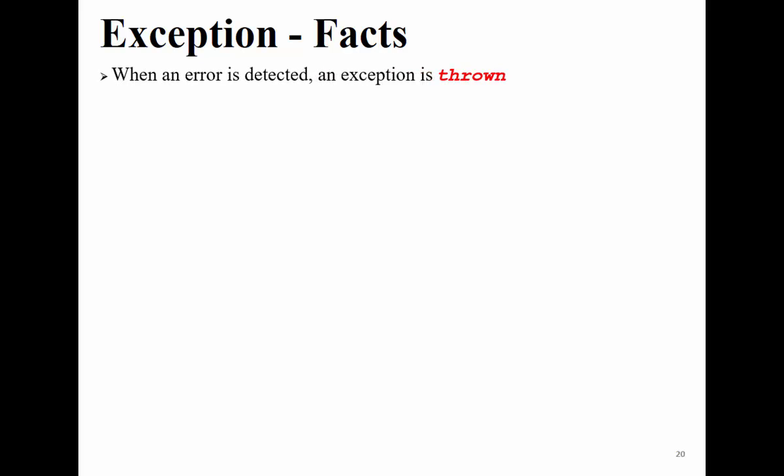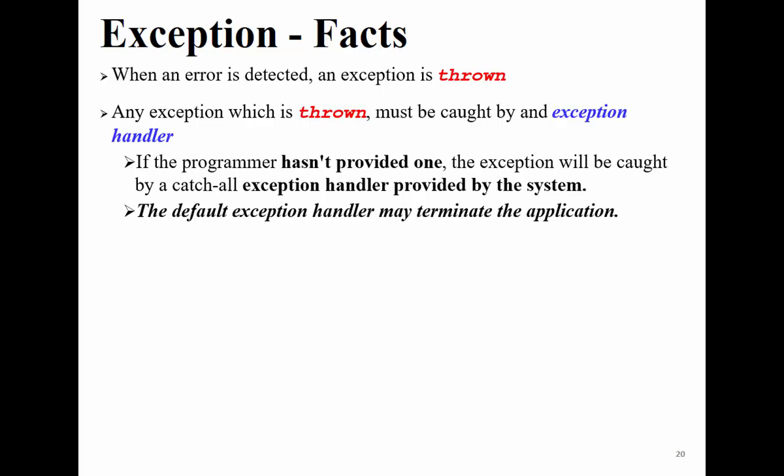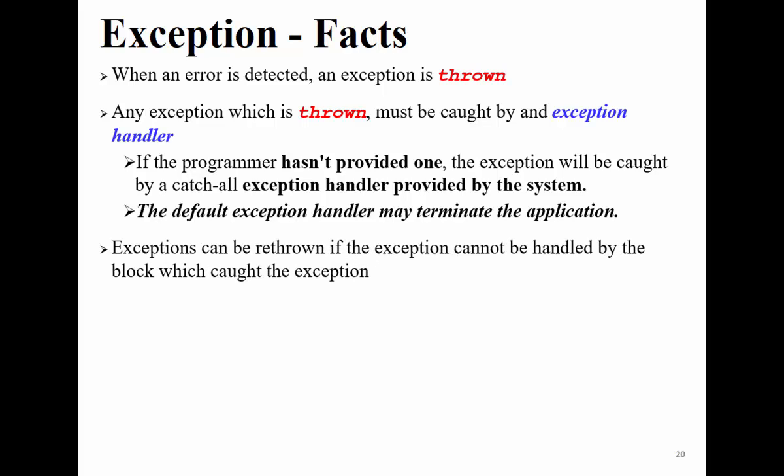Some facts about exceptions: when an error is detected, an exception is thrown. Now, the exception is thrown. That means we're going to go to the exception handlers. If the programmer did not provide a handler that will catch this exception, the default exception handler may terminate your application. Now, the exception can be rethrown. You can catch it and rethrow it again.